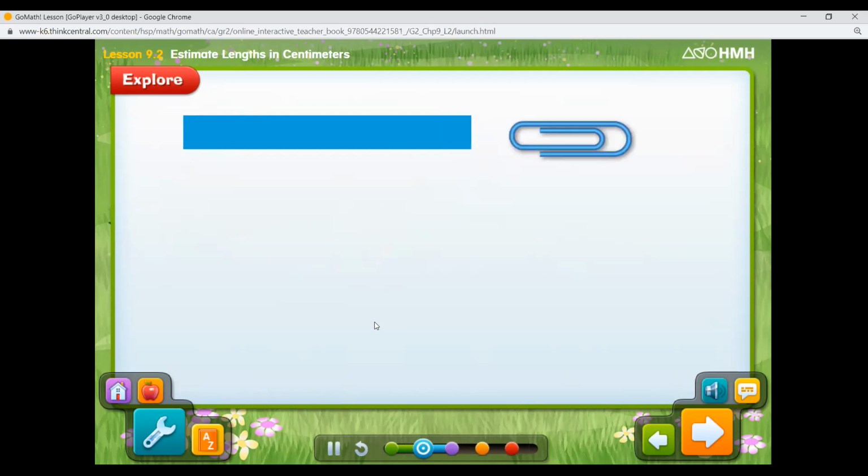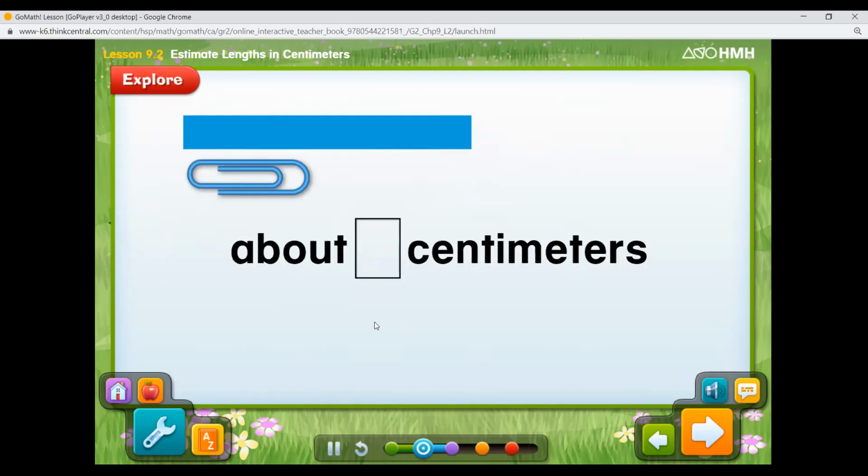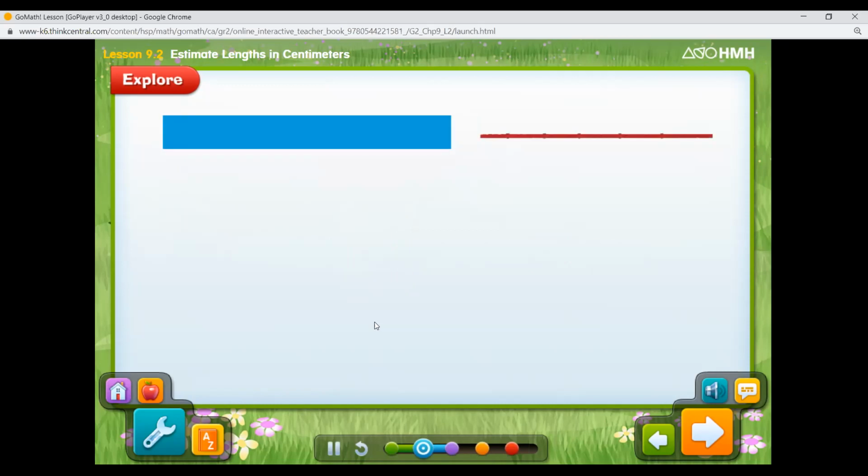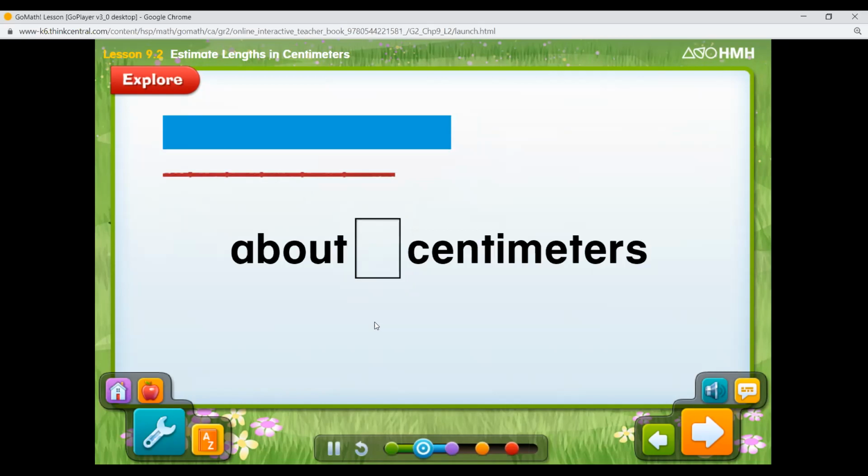Now let's find an estimate for the length of this paper clip by using the 10 centimeter strip. The paper clip is a lot shorter than the 10 centimeter strip. About how many centimeters long is the paper clip? It looks like it's about 4 centimeters long. Now let's find an estimate for the length of this rope by using the strip. The rope is a little shorter than the 10 centimeter strip. What could be an estimate of its length? The rope is about 8 centimeters.